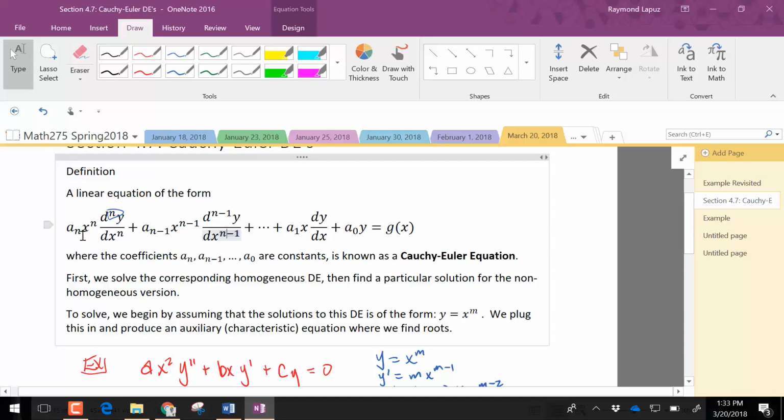If you have an x to the third, then you better hope that you have a y triple prime, because if you don't, then it doesn't fall into this category. Then we'll have to find another method.